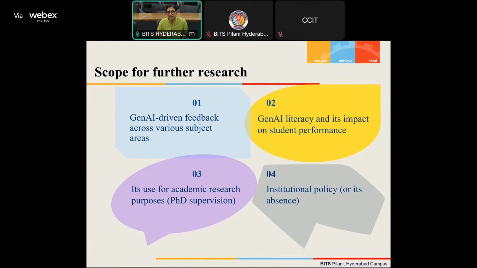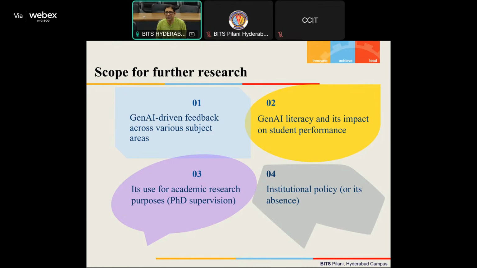Then Gen AI literacy and its impact on student performance is something very interesting, but not much information is available right now. So we can do that also. This is a very interesting area, but you need to read more on Gen AI literacy and how to obtain information about teachers' and students' Gen AI literacy. And then it's used for academic research purposes like PhD supervision. That's one of the most interesting things you can work on right now. I have a PhD student who works on something very close to this topic.